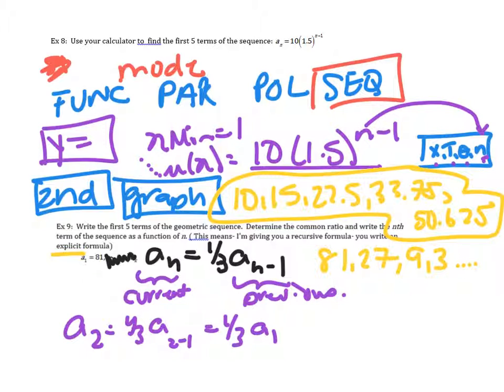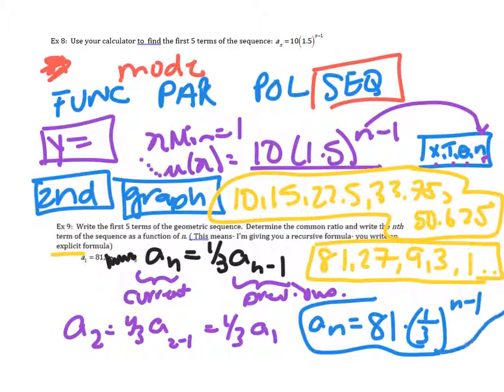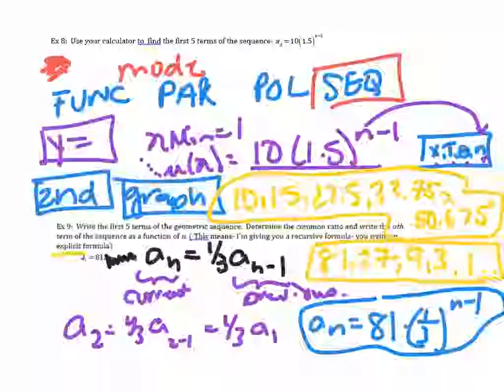Because we already have the, oh, actually we got to do one more. Let me erase that. 1. And it keeps going. So that is my sequence. Then if I want to write it as an explicit, my a sub n equals my first term times my ratio raised to the n minus 1 power. And again, you may not multiply the 81 and the 1/3 together.